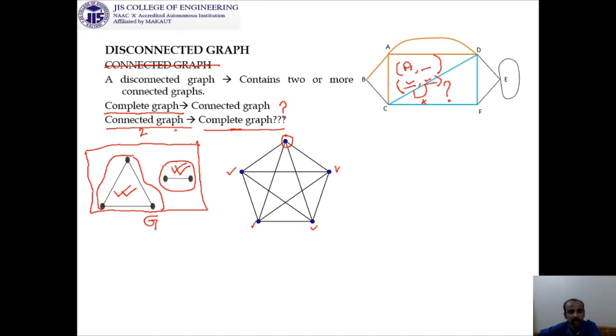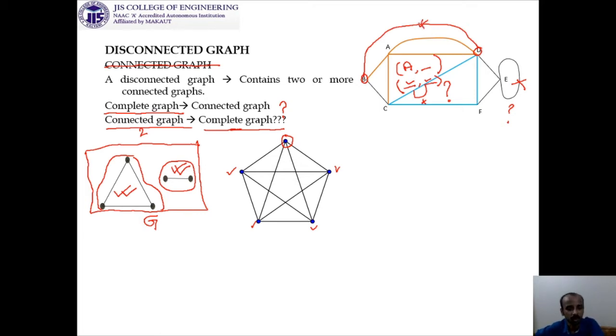But if it is a connected graph, is it a complete graph? Look at this. Is it a connected graph? Yes. But is it a complete graph? The answer is no, because it is not simple. Or you can think about this: if you take this vertex B and this vertex D, is there any edge connecting B and D? No.